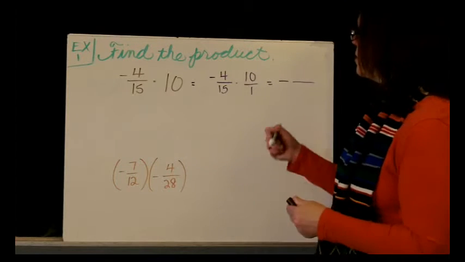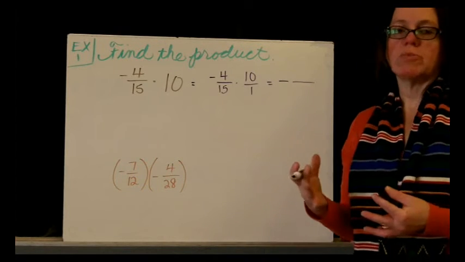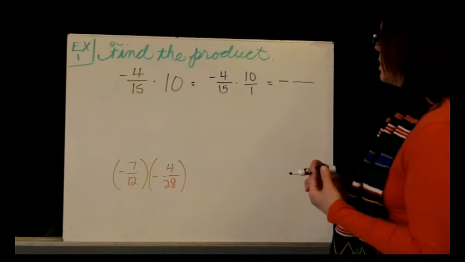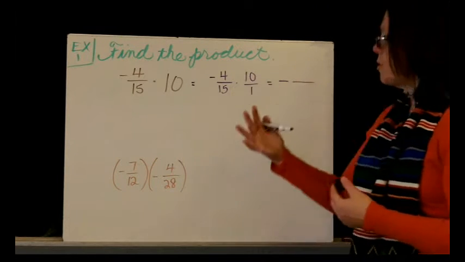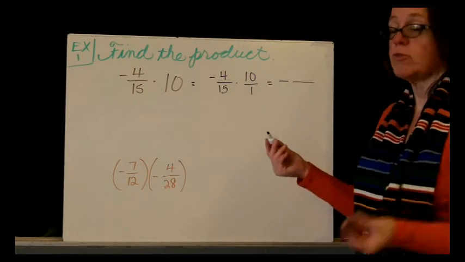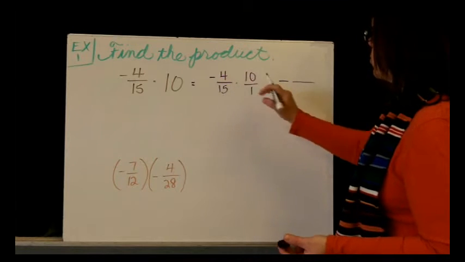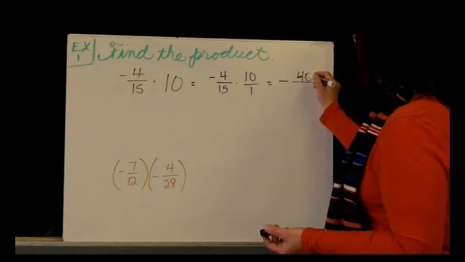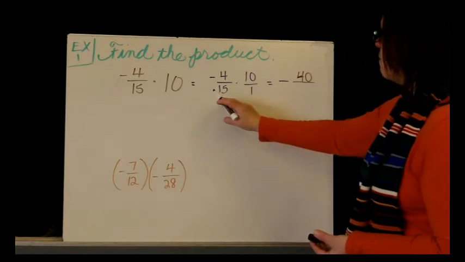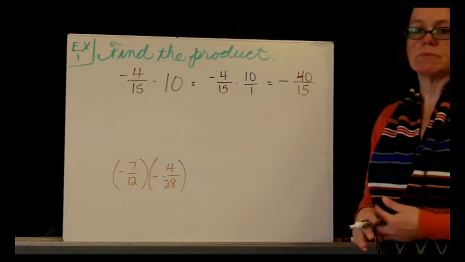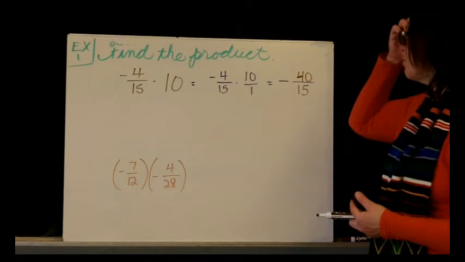Now let's take a look at this. When we are multiplying fractions, there are 2 things that you can do. You can either multiply the numerator straight across and then multiply the denominator straight across. We'll do that. A negative 4 times positive 10 is negative 40. And 15 times 1 is 15. We have 40 over 15.